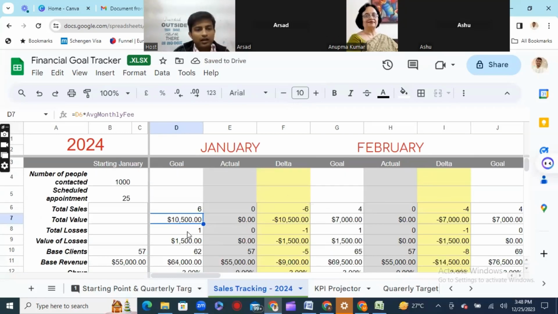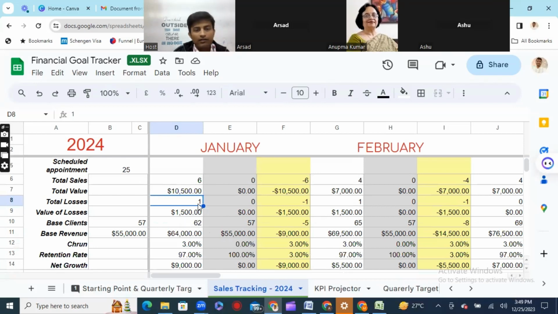Okay. Here and here, is the total loss you make. For example, if 1 client is lost, your loss is 1,500. If 4 clients or 5 clients are lost, then your loss will be 7,500, and your net growth will be this much. So this is all done for you by the sheet. Okay. You just have to fill up the data, and everything will be done easily.